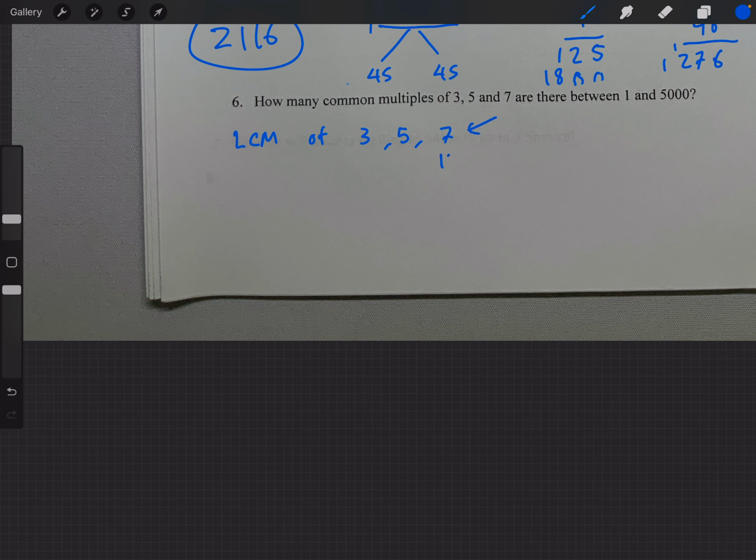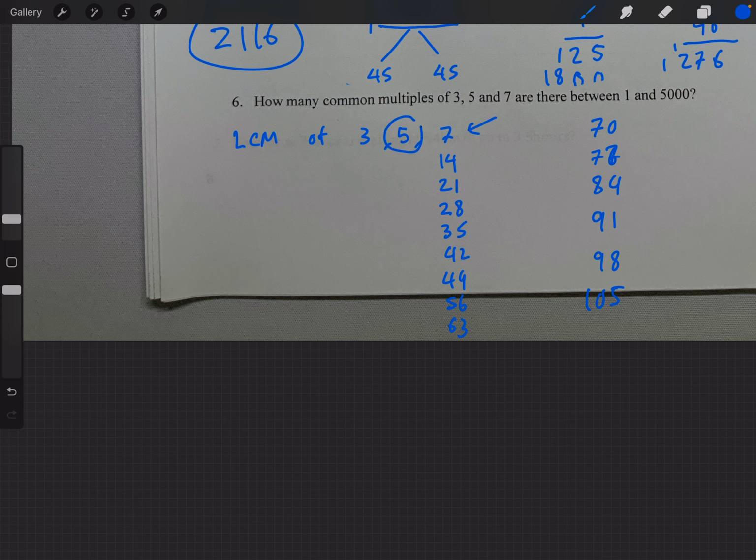So we just do 14, 21, 28, 35, 42, 49, 56, 63, and then 70, 77, 84, 91, 98, 105. So which one of these is divisible by 3 and 5?